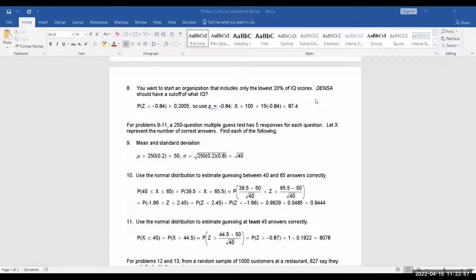So this is where now we have to go to our Z table. Pull out your Z table for a moment. In your Z table, what you need to find is the probability that is the closest to 0.2. You're not going to find 0.2 exactly, but you need to find the closest probability. Let me bring that up on my computer screen.